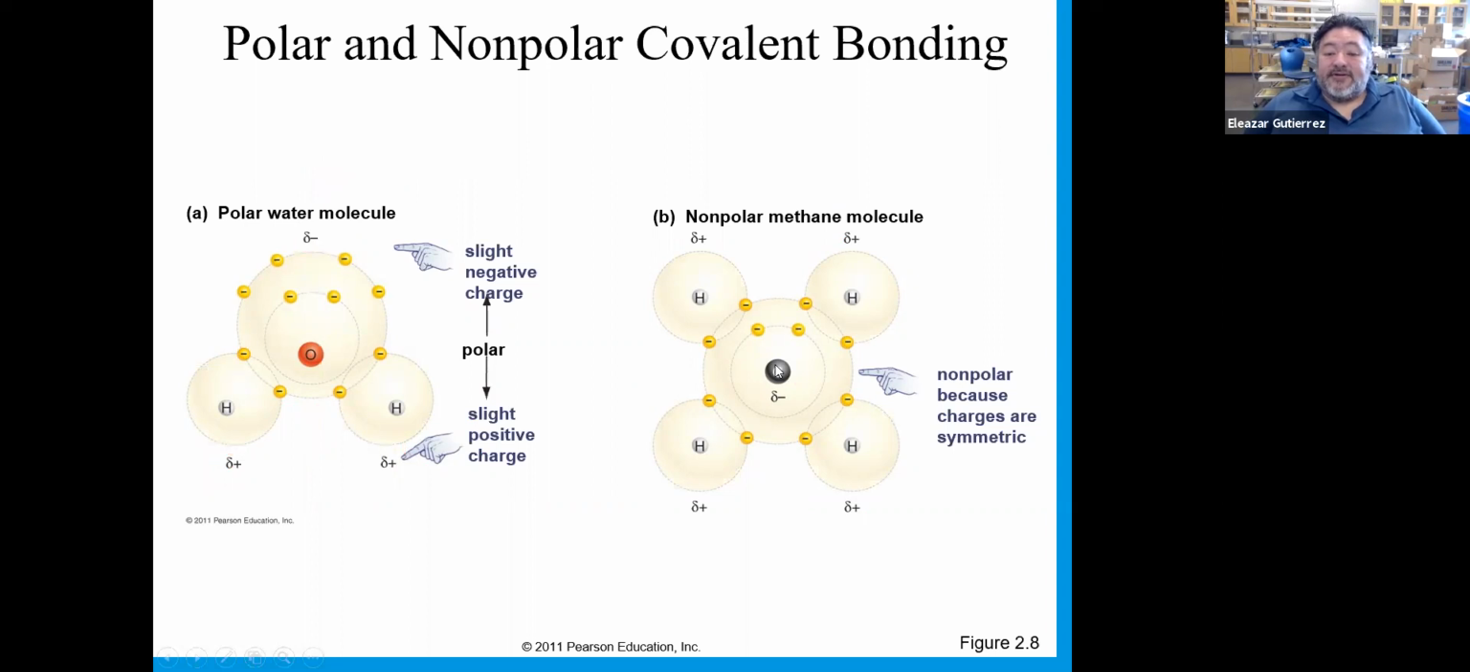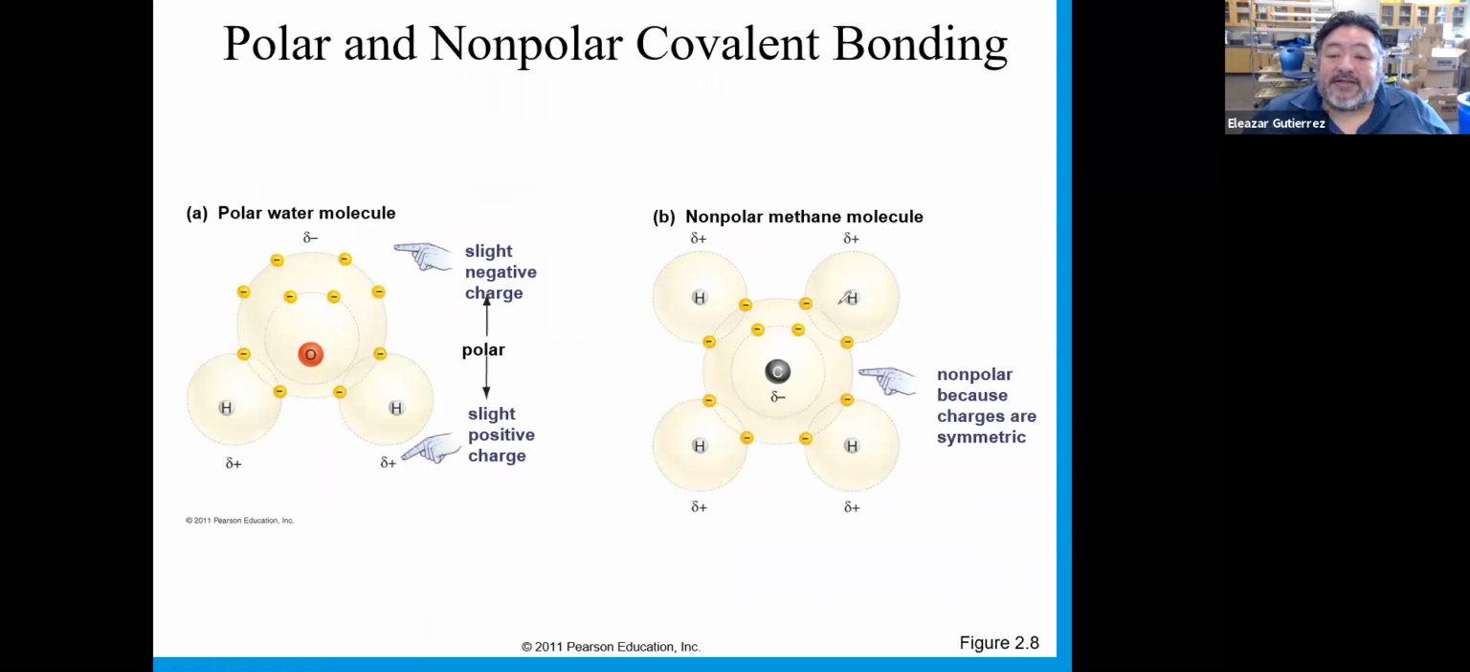So what that means is, it's not gonna work. There we go. What it means is that carbon is going to pull a little bit of electron density in that direction, and in that direction, and in that direction, and in that direction.